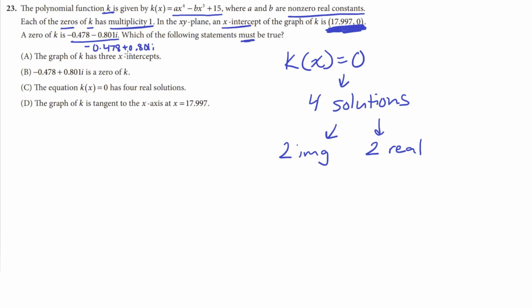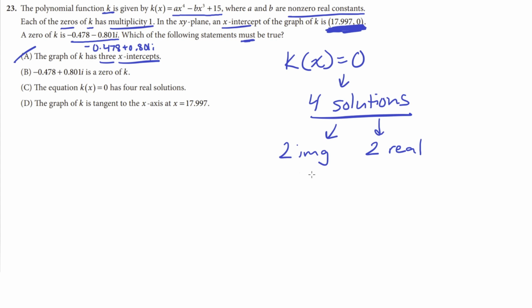So which of the following statements must be true? The graph of k has 3 x-intercepts. So this means the graph of k, this function, passes through the x-axis 3 times. We know this is false. There aren't 3 solutions, 3 x-intercepts, because we know that there are 4 solutions where k of x is 0, where the graph gives us a y value of 0. 2 of those are imaginary and 2 are real. So at most, there can only be 2 x-intercepts, not 3. So we know A is incorrect.